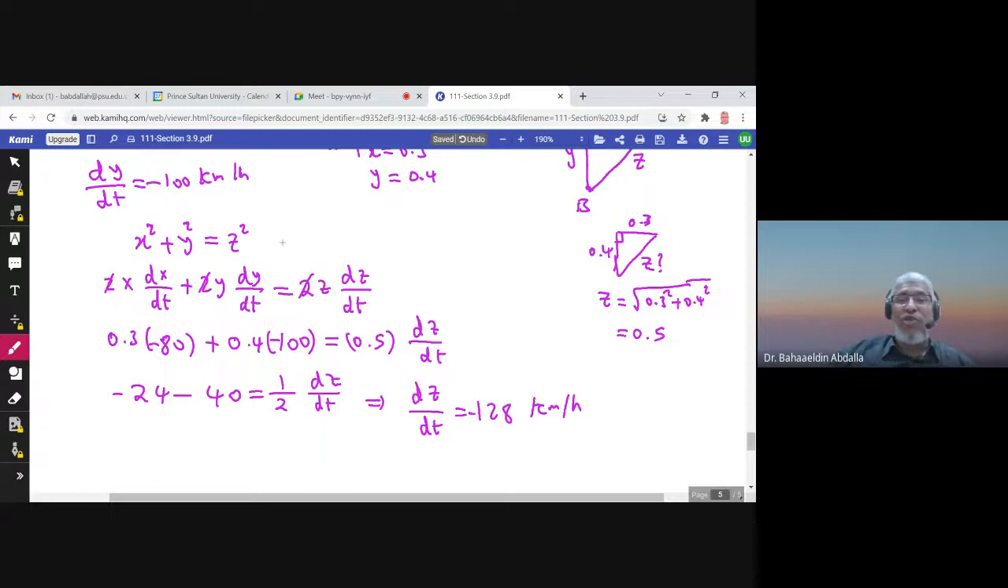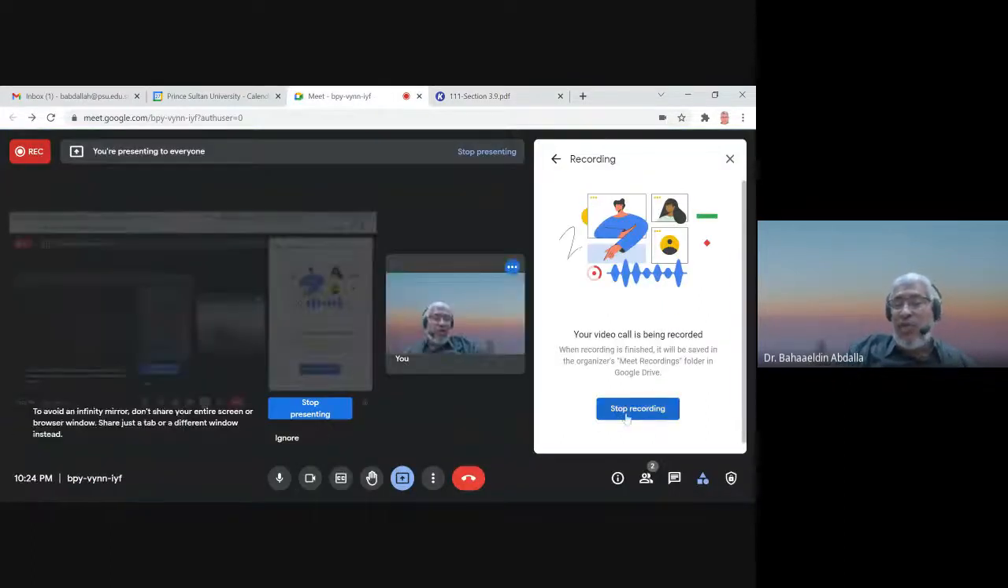Thank you very much. Hope you understand now the related rates. When you have an increase, when the length is increasing, you put positive. When it's decreasing, you put negative.